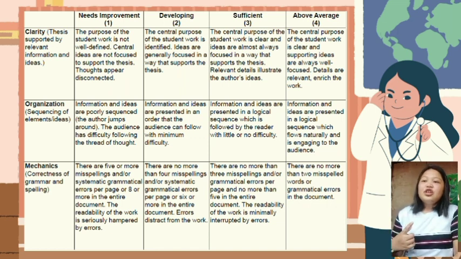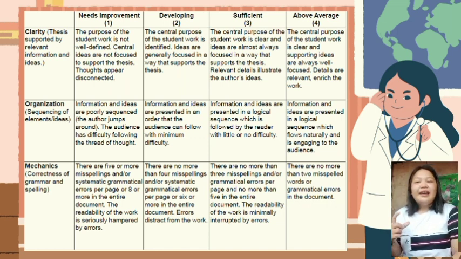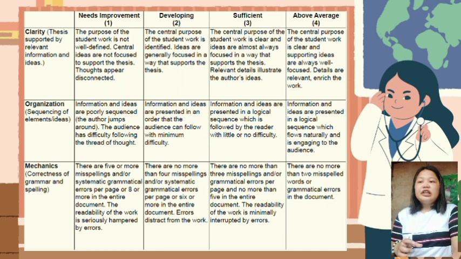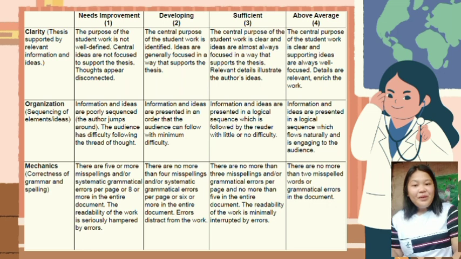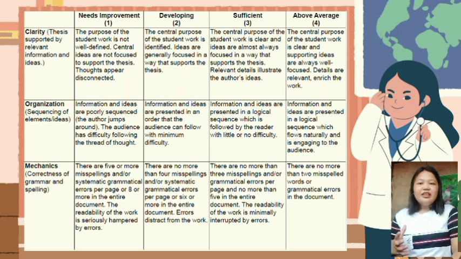The central purpose of the student work is identified. Ideas are generally focused in a way that supports the thesis. So it is generally focused, and the central purpose of the student work is identified. It is understood, but not very relevant, not very clear. And in needs improvement, the lowest level of ability, the purpose of the student work is not well defined. Central ideas are not focused to support the thesis.